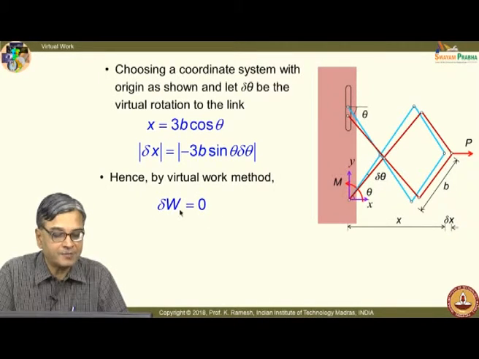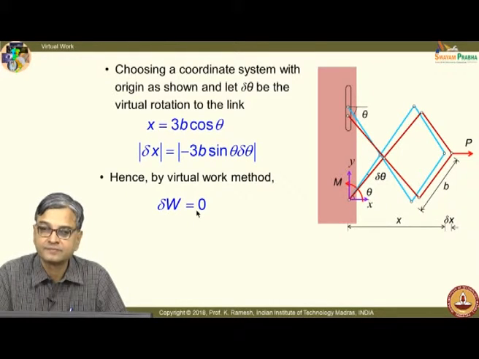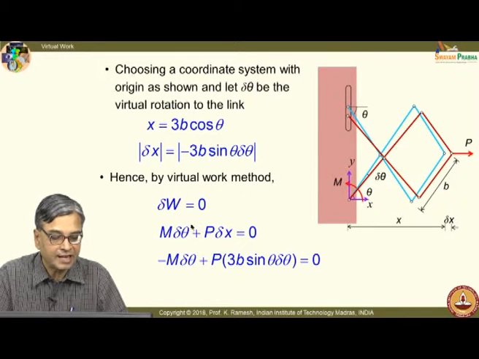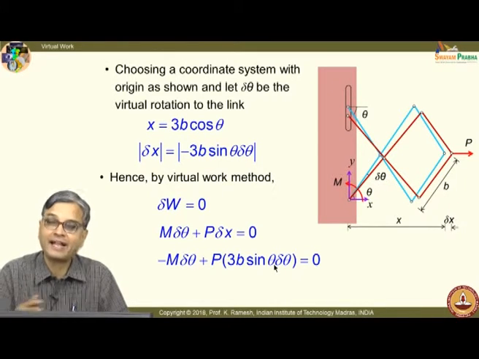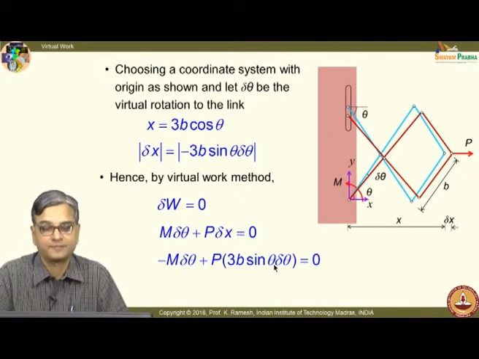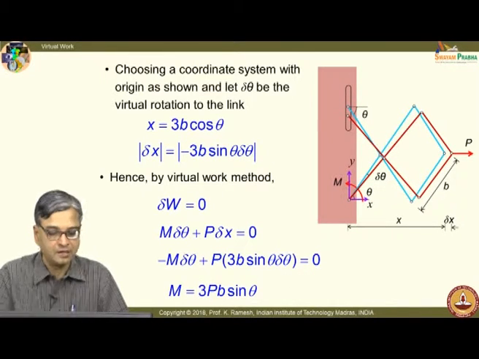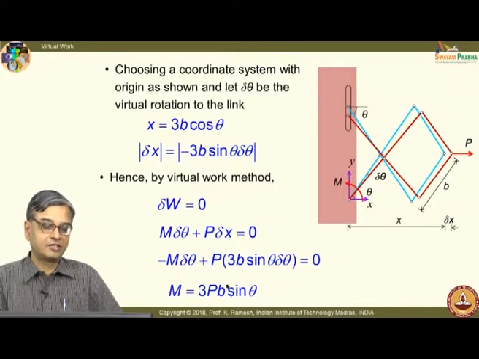I write this expression as delta w equals 0. Then I can write the expression like this and I get the final step. I have recognized that the moment is contributing to negative virtual work and the force P is contributing to positive virtual work. So, then I get an expression in one shot. I knock off this delta theta and I get an interrelationship between the two. I can also determine theta from this as sine inverse M by 3Pb. So, it is very interesting.